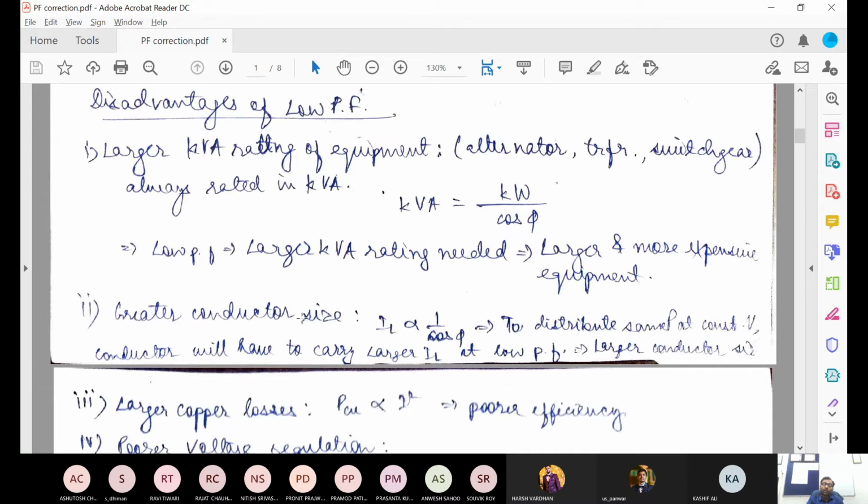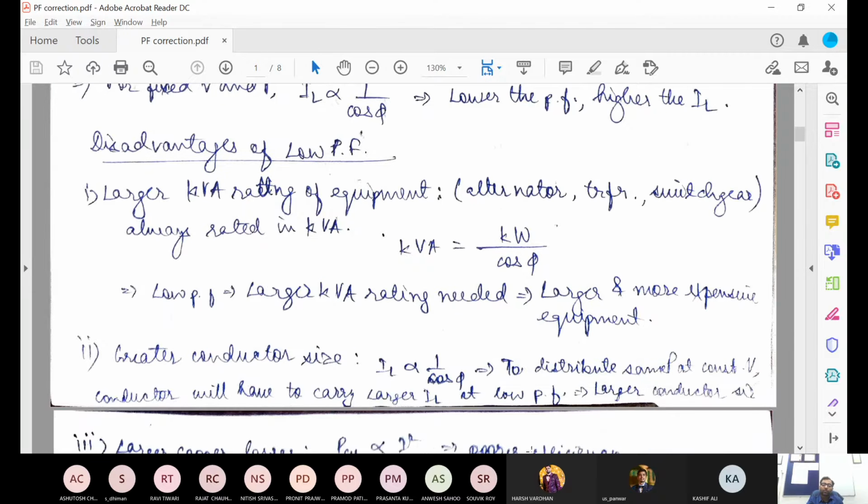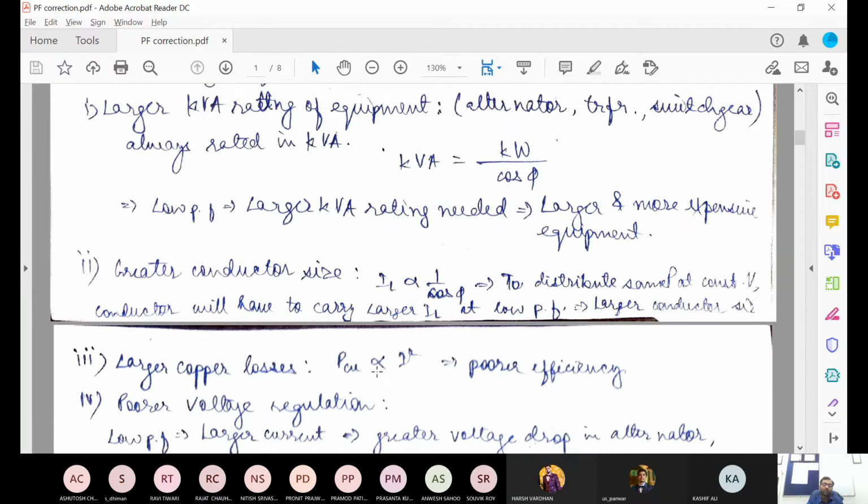Second thing, greater conductor size. As we discussed, IL is inversely proportional to cos phi. Therefore, if you want to distribute the same amount of power at the same voltage level, because the current requirement will be higher for a lower power factor, the conductor cross section will be more. So a larger conductor size would be needed. That also means the capital cost investment would be higher.